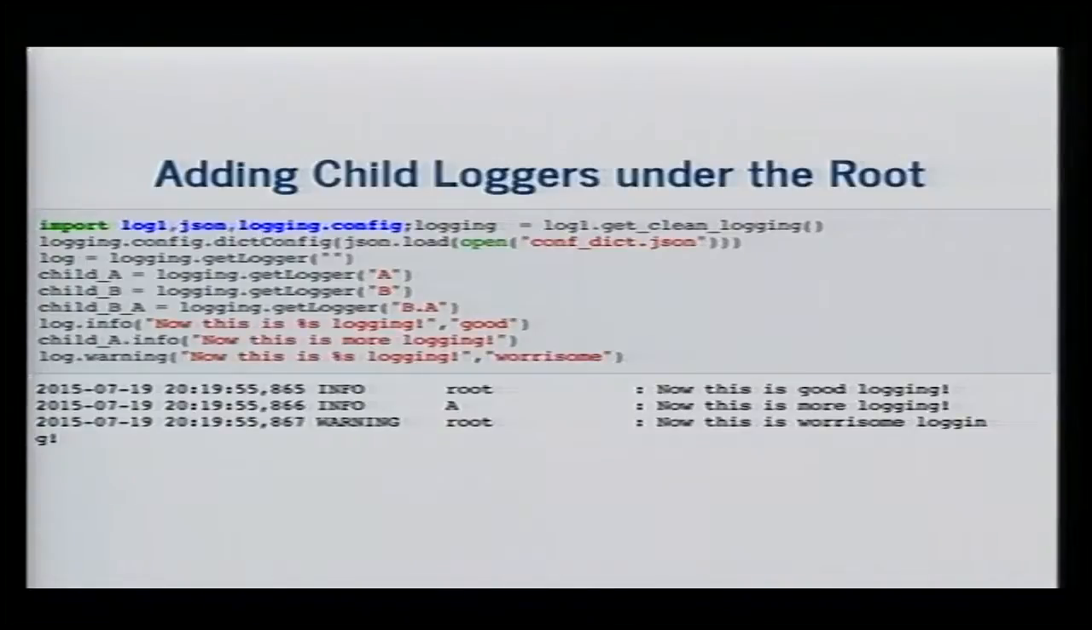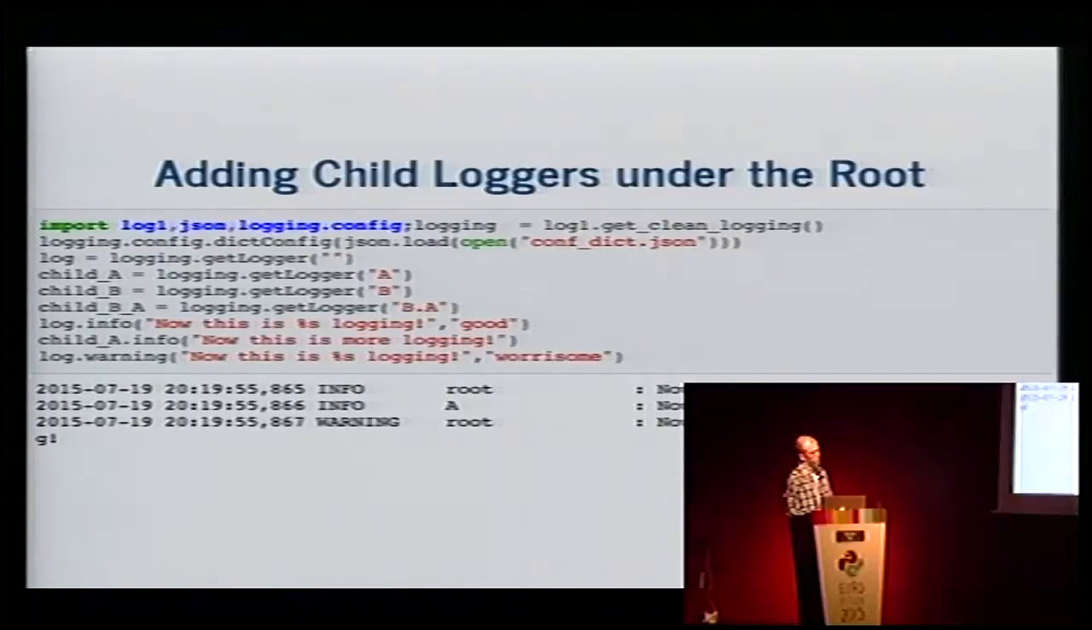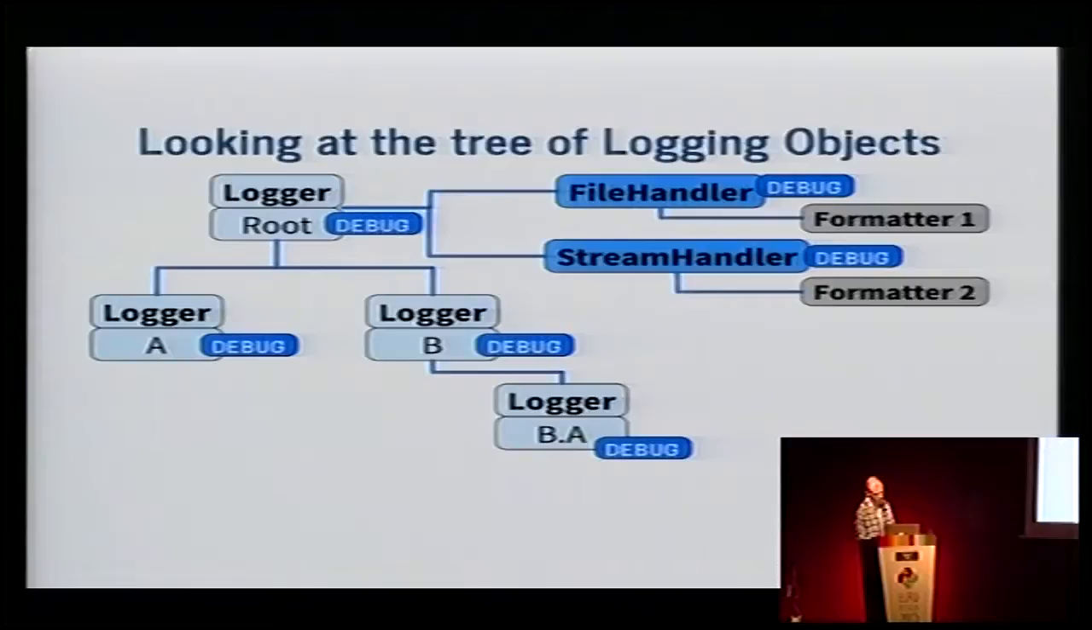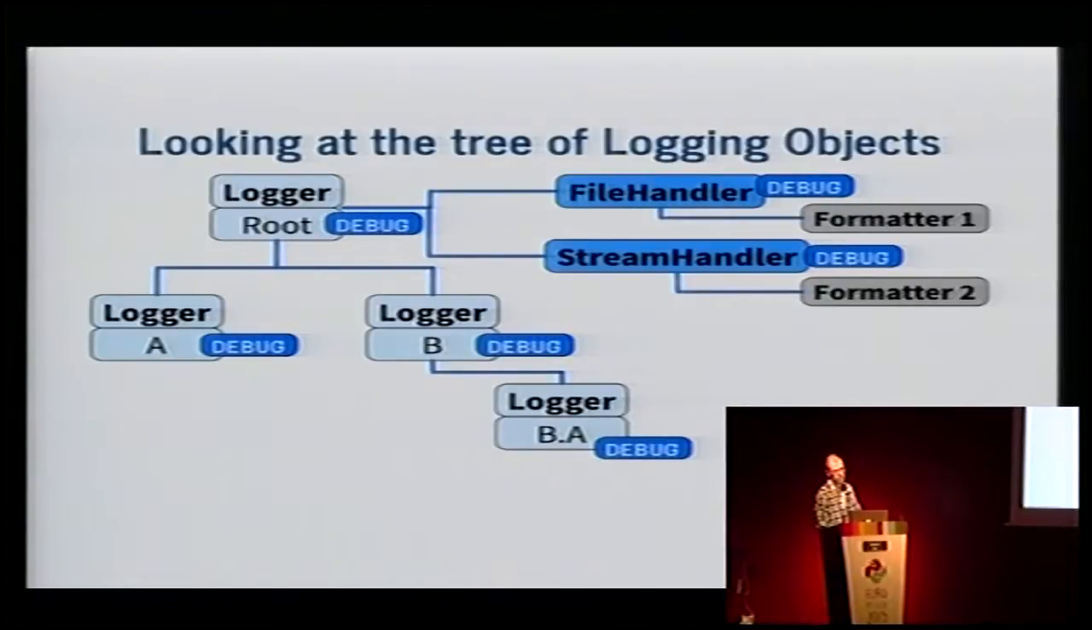You can also, and this is where things get interesting in terms of structure, add child loggers. So we just request other loggers, normally with some name, or a dotted name, which maps quite well to the name of modules. And what you create then is some logging tree. So you have a tree of logging objects.